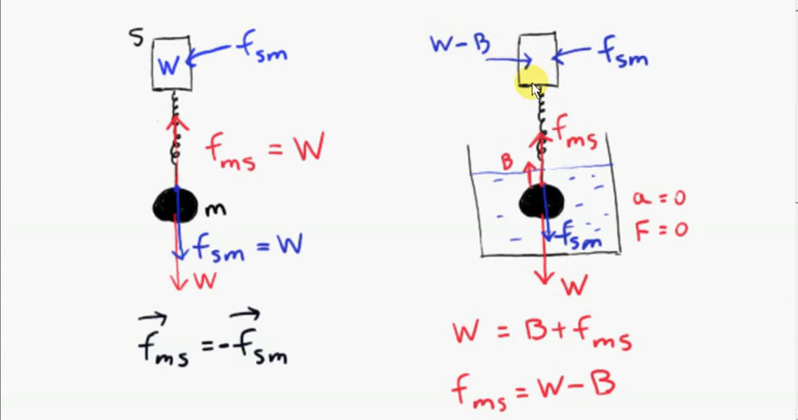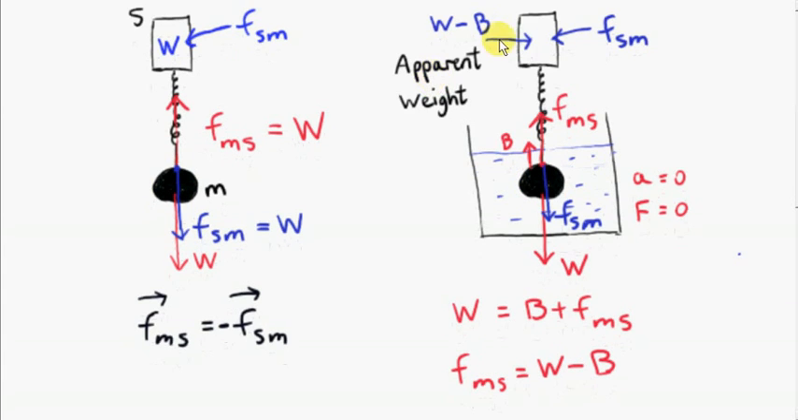It's going to be less than the reading when the object was weighed in air. It's going to be less by the amount B, the buoyancy force acting up on the object. The reading on the scale, that is the true weight of the object W minus the buoyancy force on the object, is called the apparent weight of the object. And we did an example of this in a previous video.